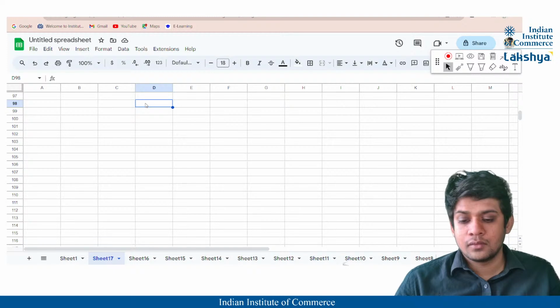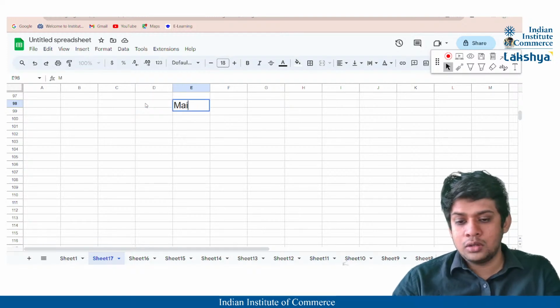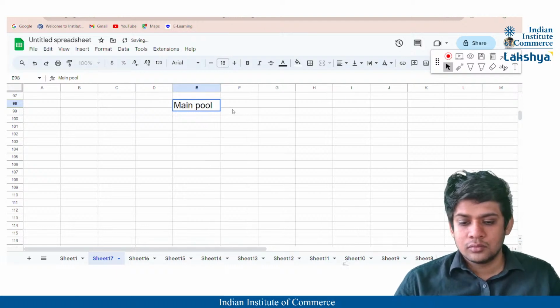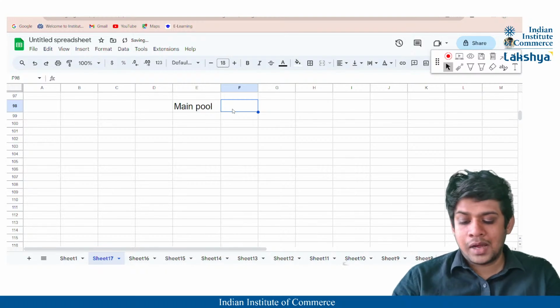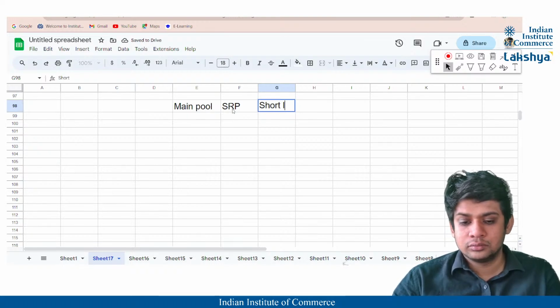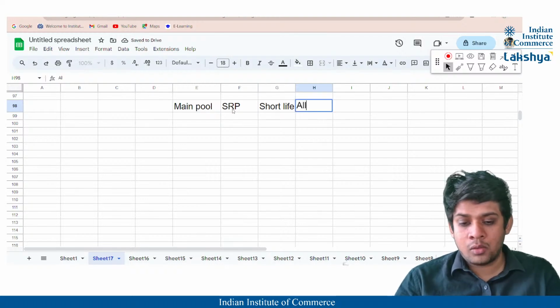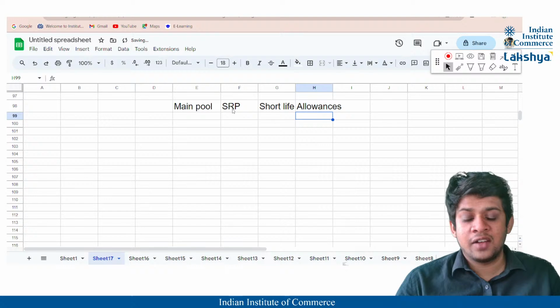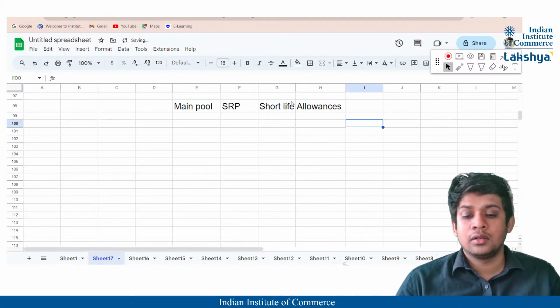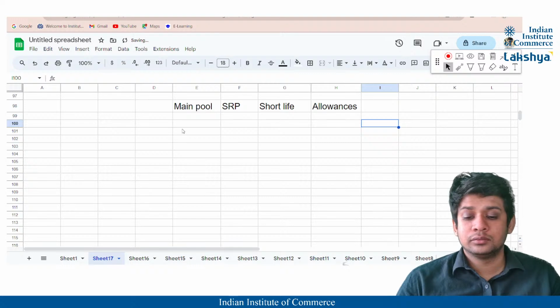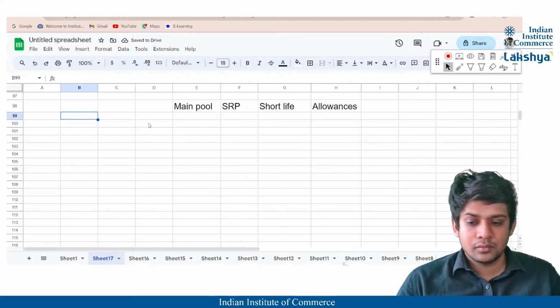Firstly, I have my main pool. I have my special rate pool. I'll write SRP. I have my short life asset. Then I have all my allowances. Okay. I have all my allowances in the end. Now, guys, focus here.